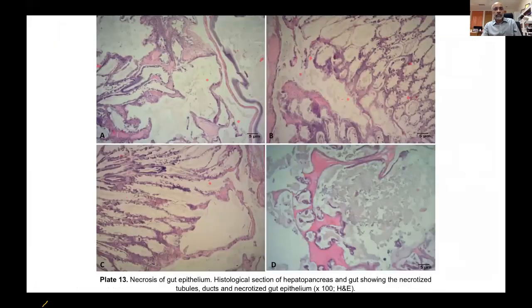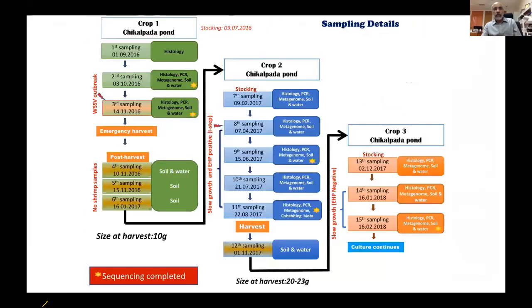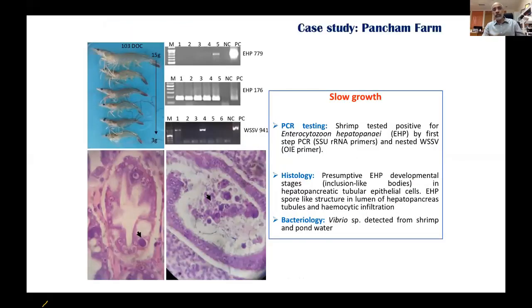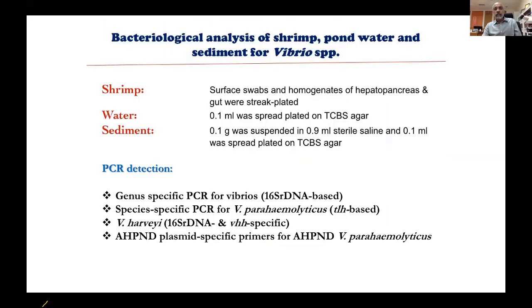So what we have been doing is trying to figure out what is happening in the aquaculture system. We have been trying to monitor the aquaculture farms right before stocking and throughout, up to harvesting. So we collect samples periodically, and fortunately we got some disease conditions during that time, and slow growth was one of the problems. We have done all the conventional work, like conventional microbiology, molecular screening, histopathology, and even water quality analysis.